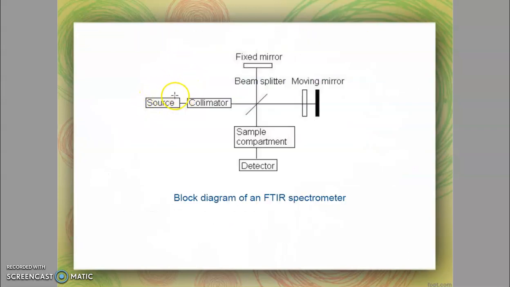Here is the source of the infrared produced, and it will go through the collimator to guide the FTIR light, and then it will pass through the beam splitter. Some of it goes to the sample compartment and the detector, and some goes to the moving mirror and the fixed mirror.